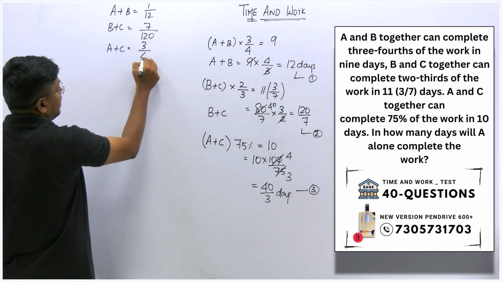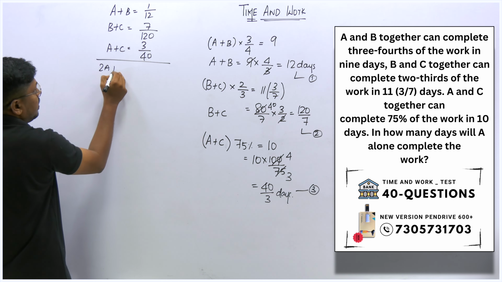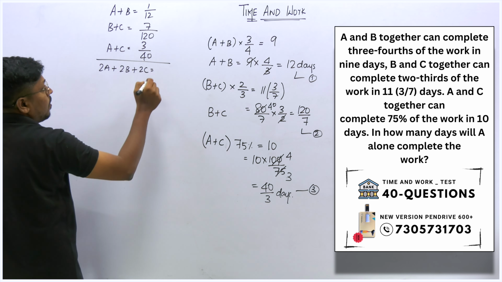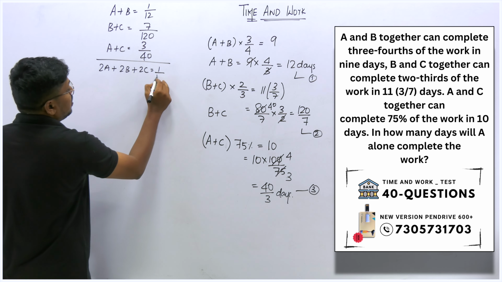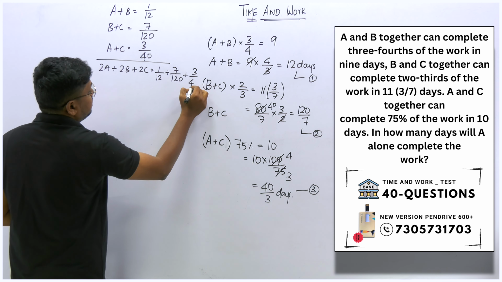So 3/40. So now when you add all the 3 equations, A and A will be 2A. B and B will be 2B. C and C will be 2C. We have to add all the 3 values. So 1/12 plus 7 by 120 plus 3 by 40.